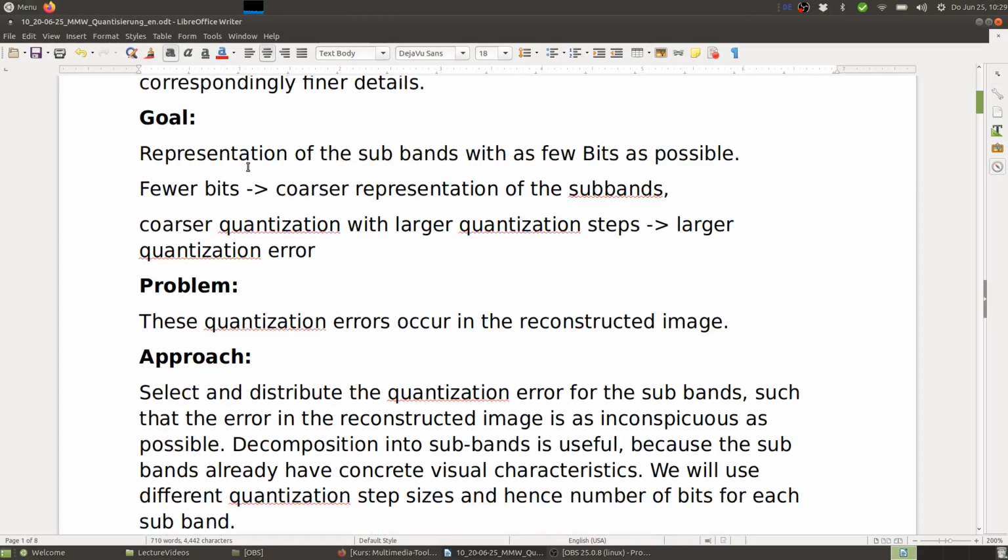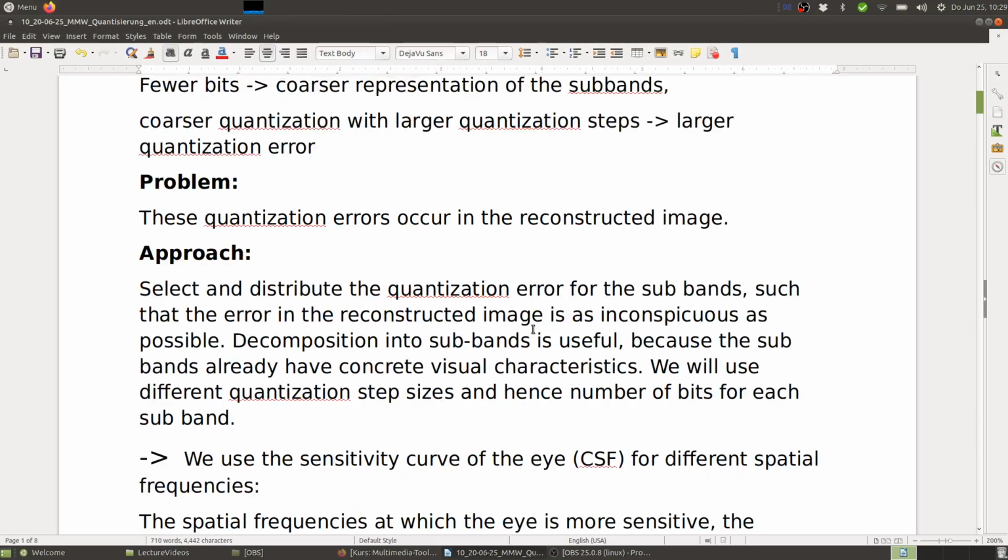The goal here is a representation of the subbands with as few bits as possible. Fewer bits means coarser representation of the subbands, and coarser quantization with larger step size, or quantization steps, means larger quantization errors. The problem is these quantization errors occur in the reconstructed image. So we want to avoid seeing them.